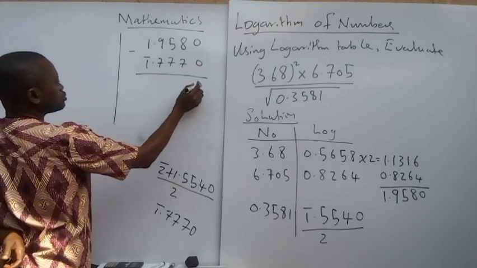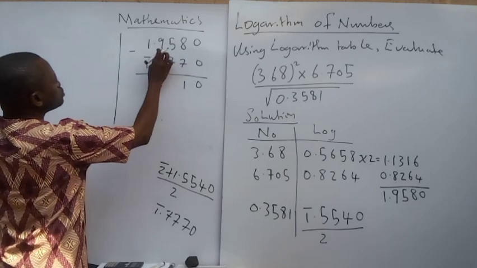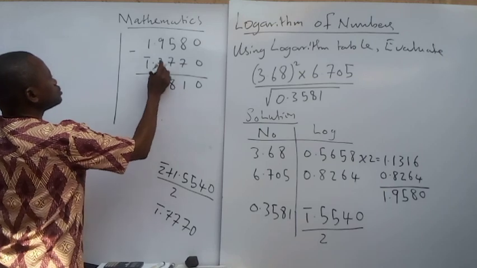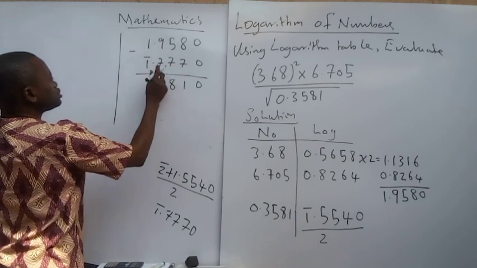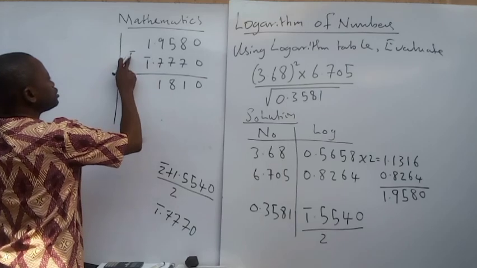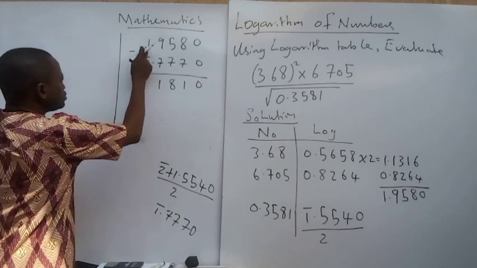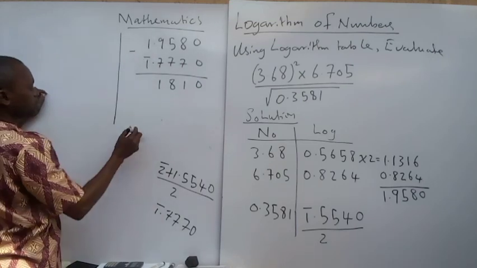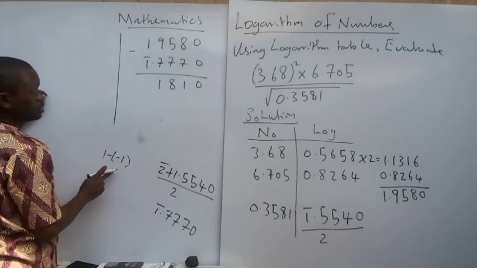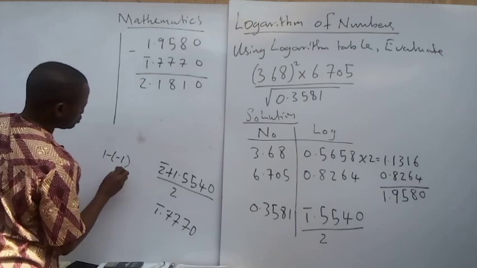0 minus 0 is 0. 8 minus 7, 1. 5 minus 7, not possible. Take 1 here, put it here. 15 minus 7 is 8. This is remaining 8. 8 minus 7, that's 1. Then I have 1 minus into minus 1. Do you understand that? 1 minus into minus 1. That's 1 plus 1, which will give you 2. Okay, so 2 point that.